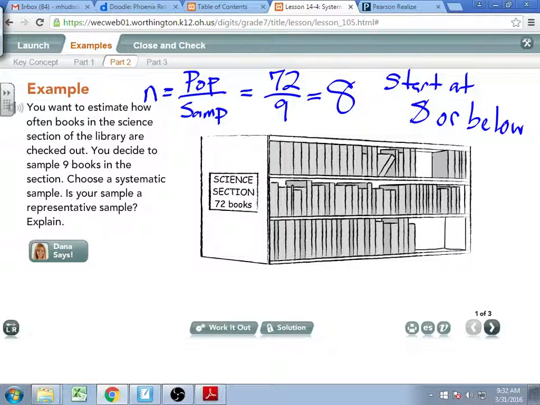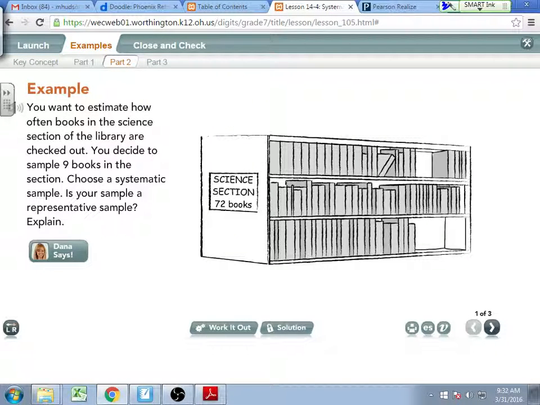Now, would this be representative? Is it random? It is random. If you think back to our similarities and differences, will a systematic sample always be representative?